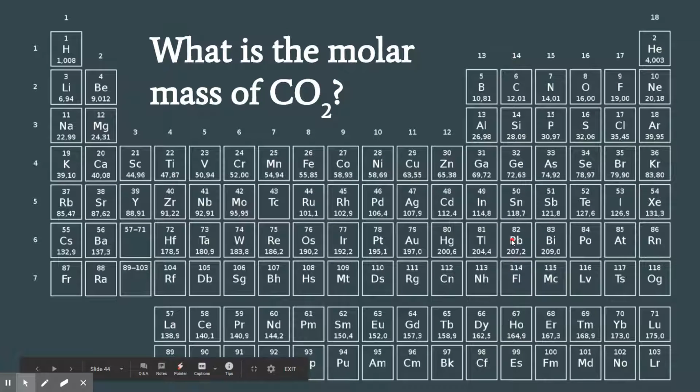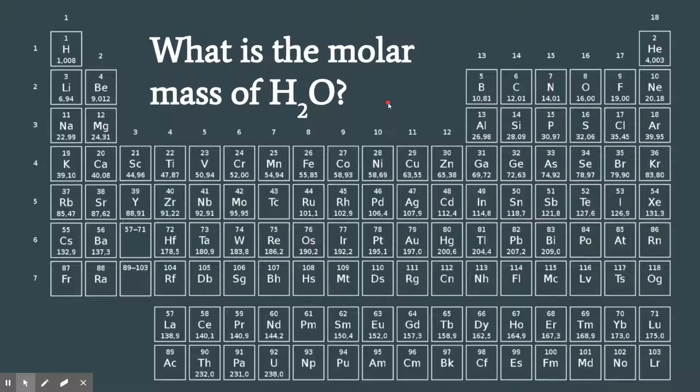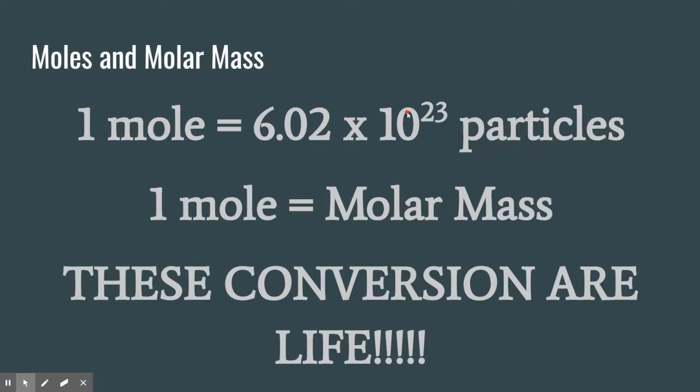Now you give it a shot. What's the molar mass of carbon dioxide? Hopefully, you got about 44 grams per mole. What about the molar mass of water? Hopefully, you got about 18 grams per mole. And again, we're just finding the elements and adding up those atoms.